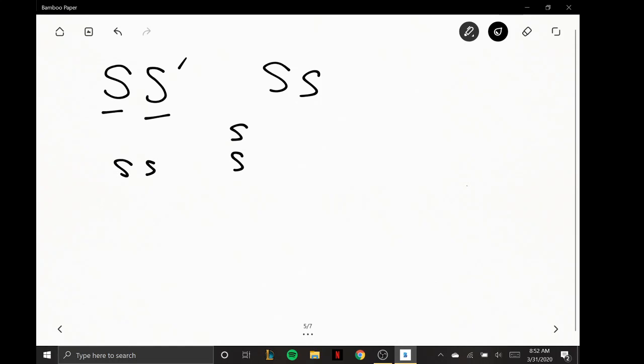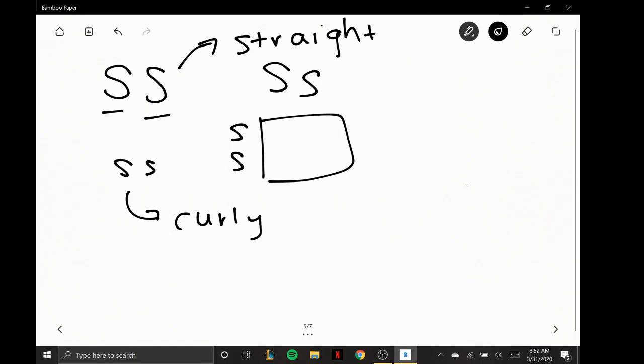Now I want to give you an example they give you in your homework. We're going to talk about curly wings and straight wings. So there are fruit flies, and if they're true breeding, then you can assume the big S, little s. When you cross these true breeders, we're going to say big S is straight wing, and the small s's are curly wing. When we cross them, this is the P generation.